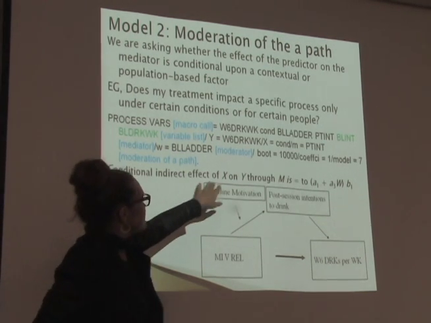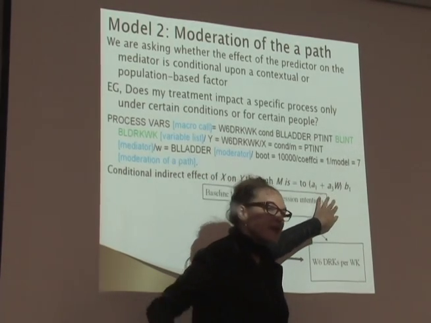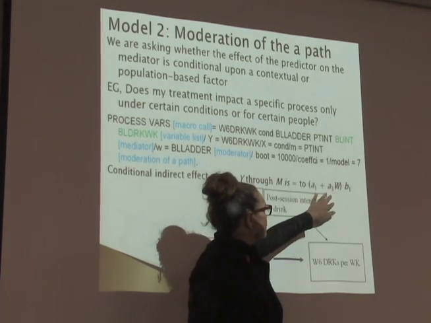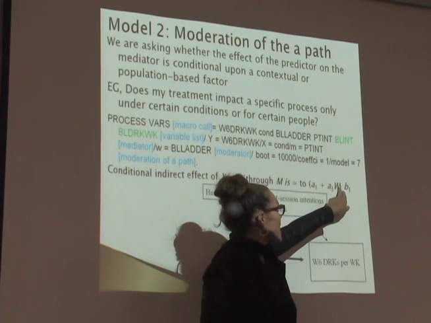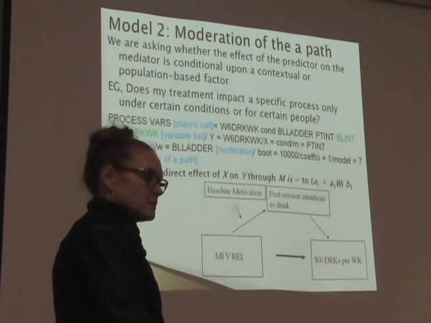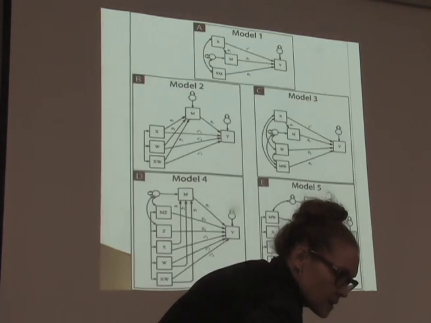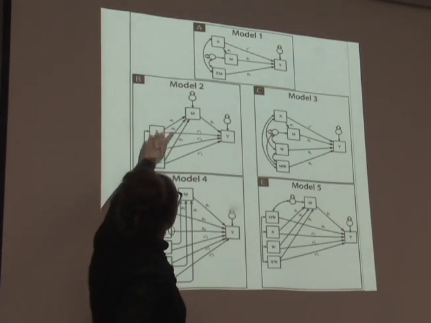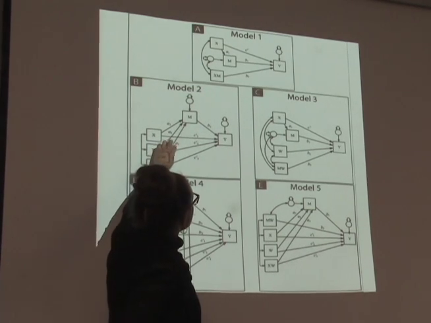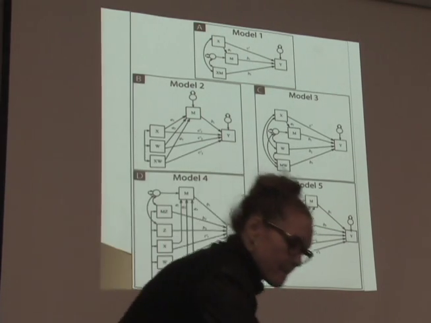So the conditional indirect effect of X on Y through M, this is the sort of variation on the product of the coefficients, right? We've got A1 plus A3 times W, times B1, right? Does that make sense? Go back. A1 plus A3 times W, times B1, right? So 2 A paths, 1 B path.